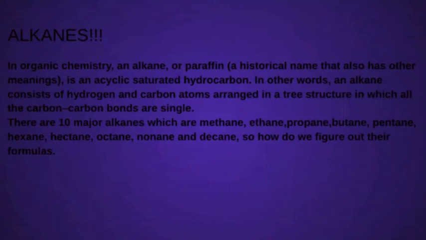In organic chemistry, an alkane, sometimes called paraffin, is a historical name that has other meanings. It is an acyclic saturated hydrocarbon. In other words, an alkane consists of hydrogen and carbon atoms arranged in a tree structure in which all the carbon to carbon bonds are single.